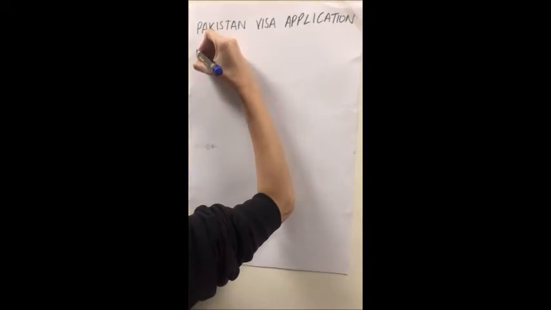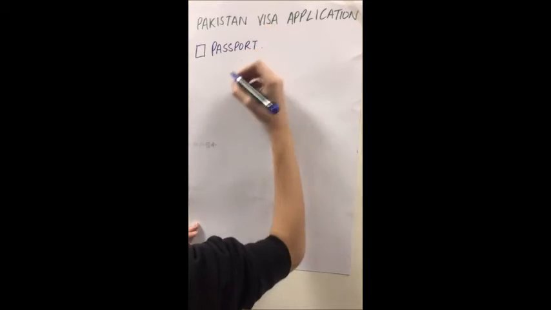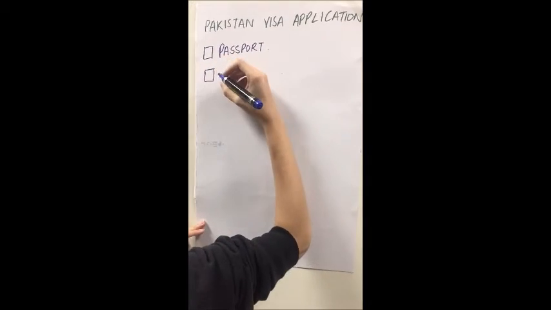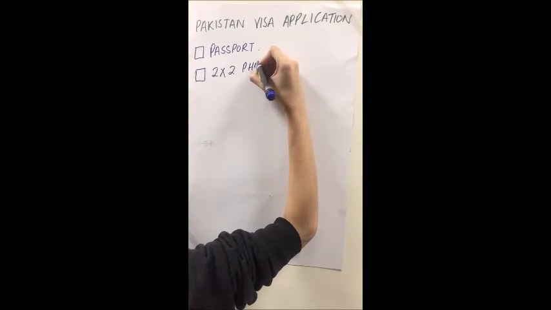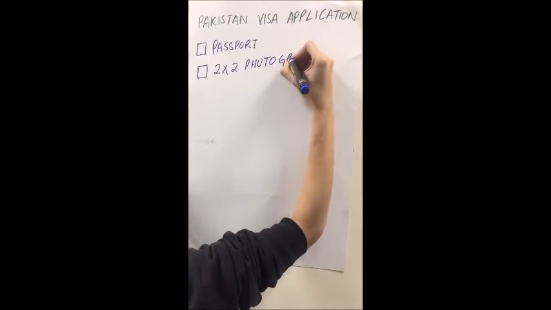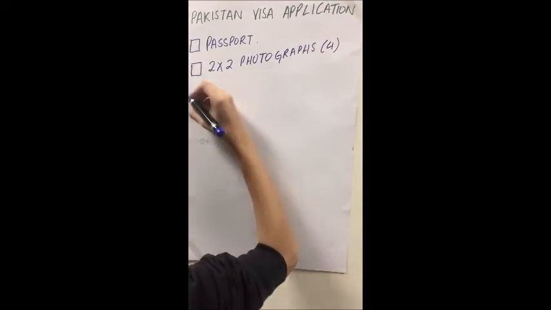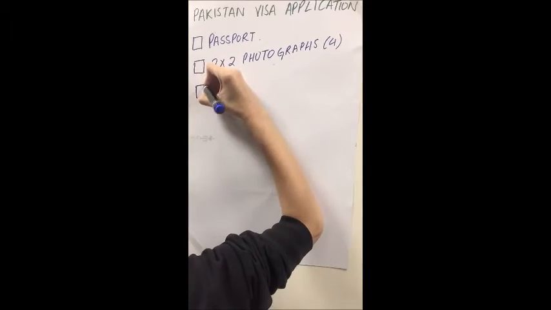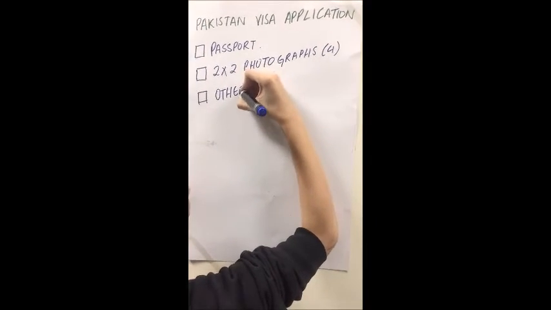So let's start with the most important document, which is basically your passport. Your passport has to be original, the signature on that document has to be yours, and it needs to have at least 6 months validity. Okay, now moving on, you will need 4 2x2 photographs. These have to have a white or plain background and make sure that your ears are exposed in this particular photograph.